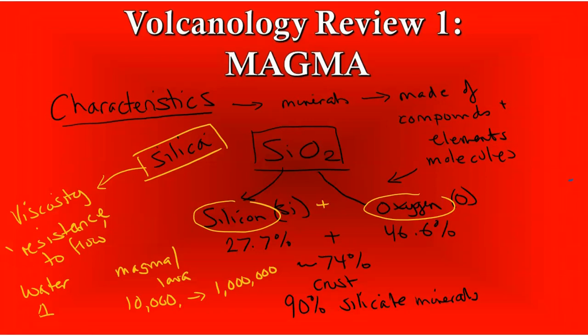So in terms of characteristics of the magma or lava, a range of viscosities from low, medium, and high.